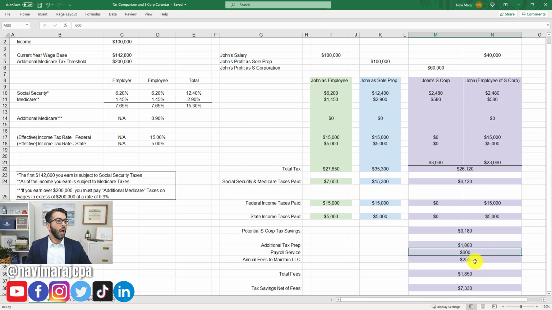All right. And then you're going to have annual fees to maintain your LLC, right? Now, technically you could have an LLC as a sole proprietor and you'd incur these fees anyway. But depending on your state, you might pay as little as $50 to maintain your LLC. If you live in a state like California, it's probably waived for the first year, but in year 2 and onward, it's like $800. Okay, so put that into the budget. All right, so your total fees are $1,850 in this example. So you still have a net tax savings of about $7,000.